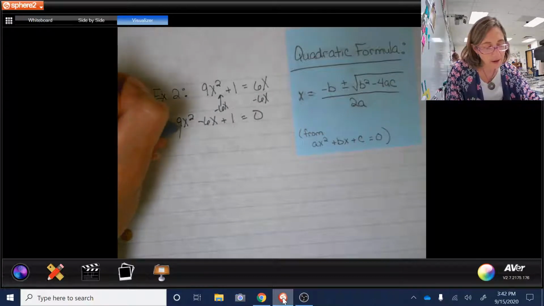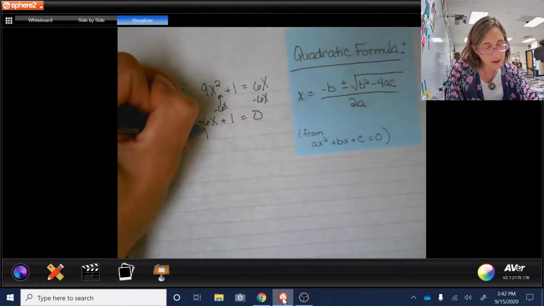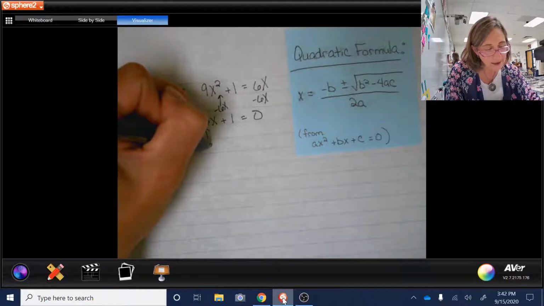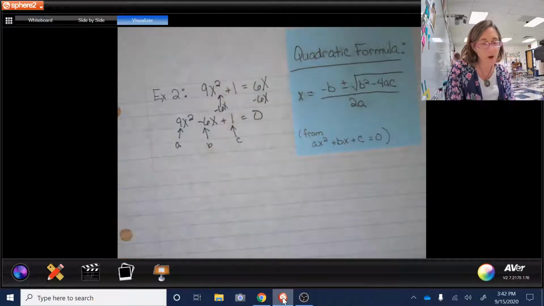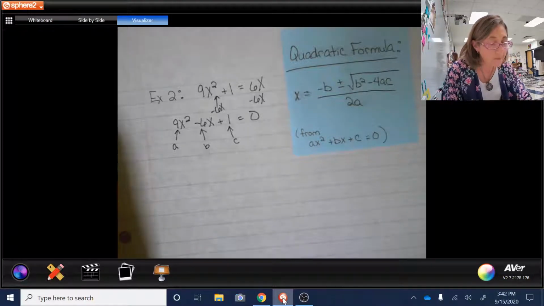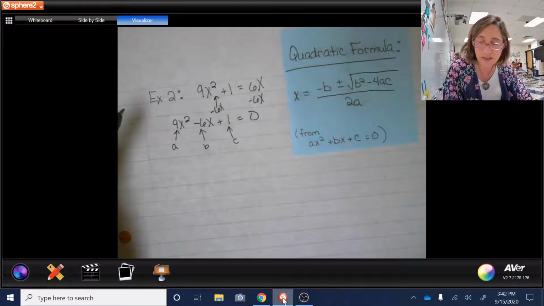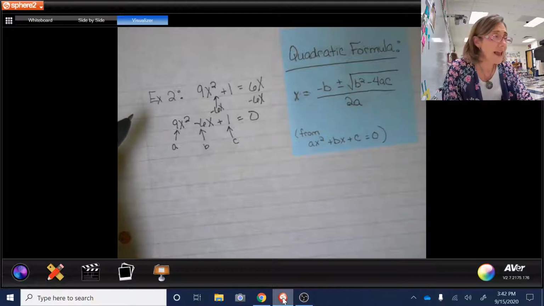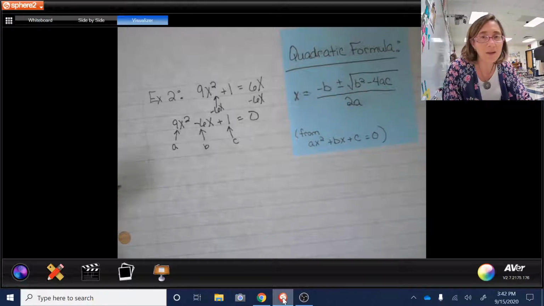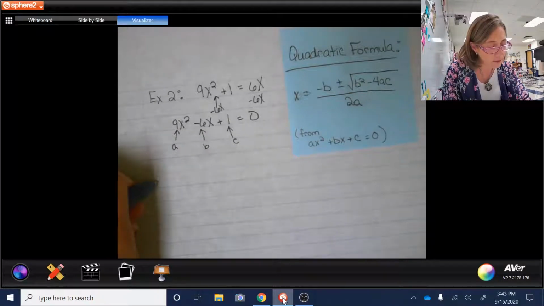So now I can identify my a is my 9, my b is my negative 6, and my c is my 1. Okay, so that means we can fill these into the quadratic formula. The reason this is good news is because some things we can't solve by factoring, and sometimes we don't want to graph them, and completing the square takes forever. So it's nice to have the formula as a way to get an answer for sure that's accurate, that we can plug numbers in. So that's why we're doing this.